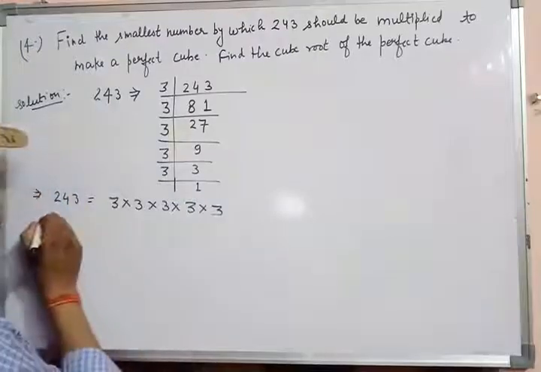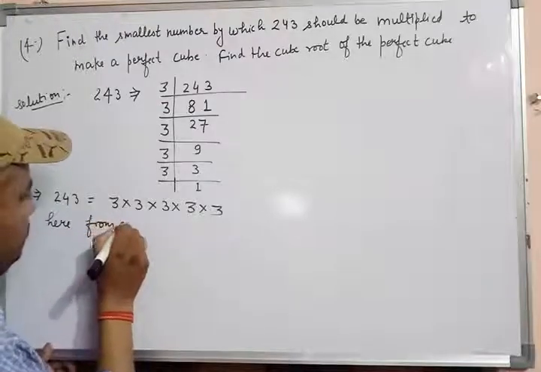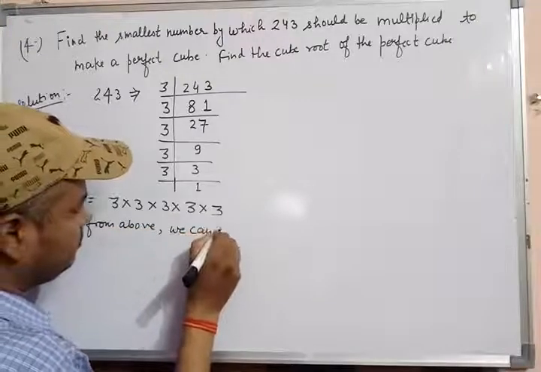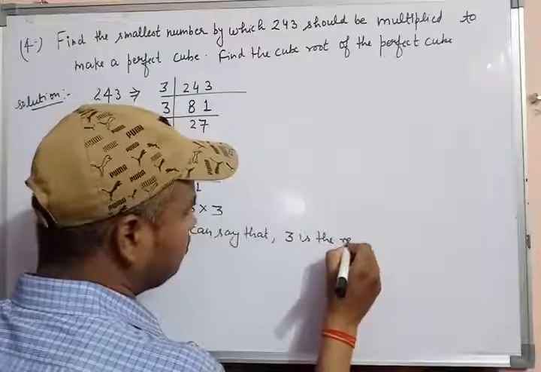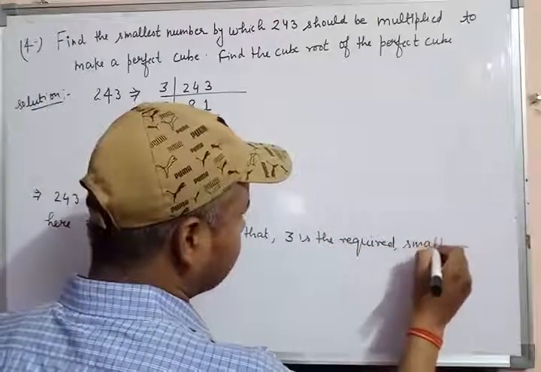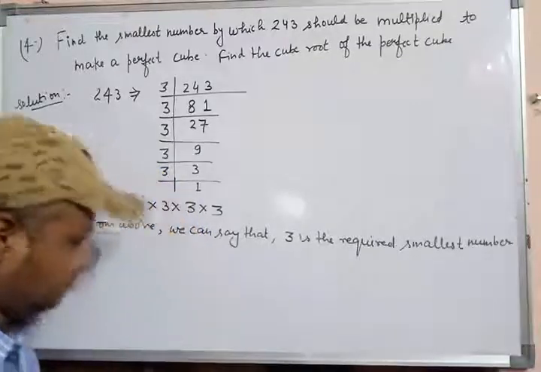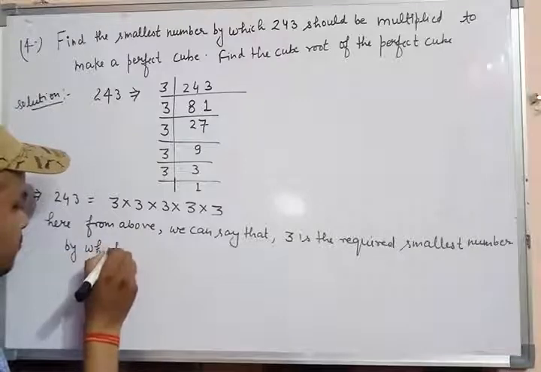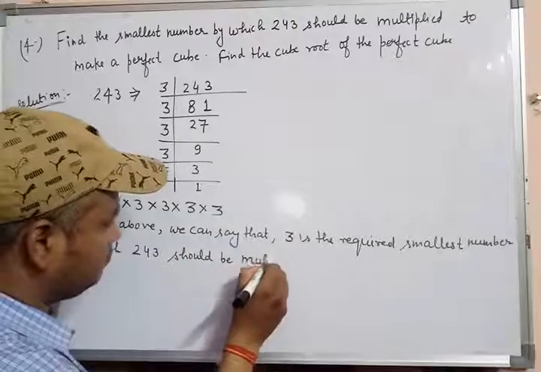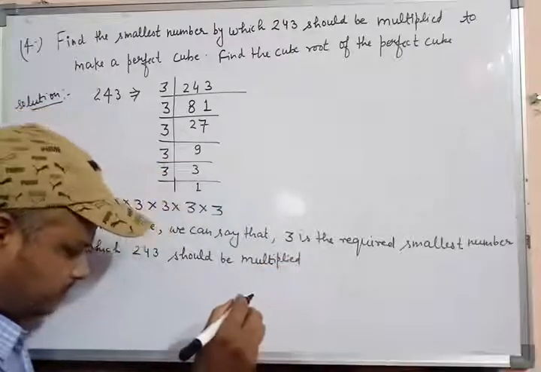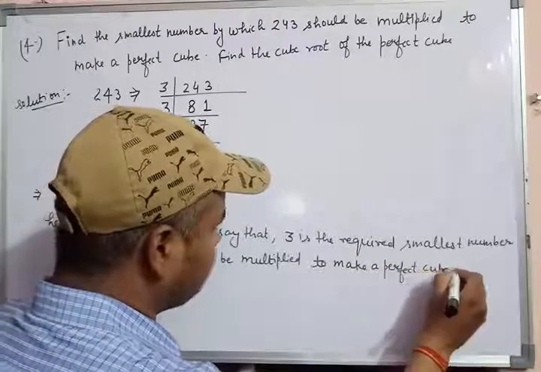You have to write here: from above we can say that 3 is the required smallest number by which 243 should be multiplied to make a perfect cube. So this is the first answer.